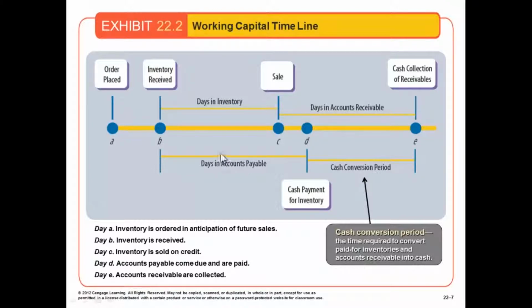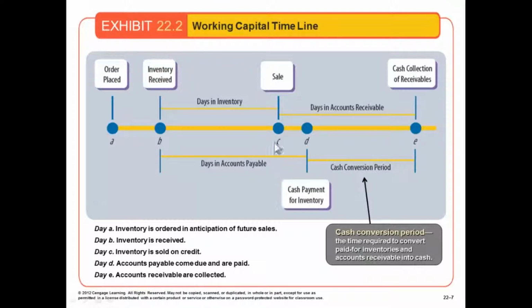The cash conversion period is the period of time it takes to convert this paying of accounts payable into cash that we get for the sale of the item, which is the payment of accounts receivable. So here we pay, here we collect. At point D we pay, point E we collect. So that's the cycle that we need to really understand.